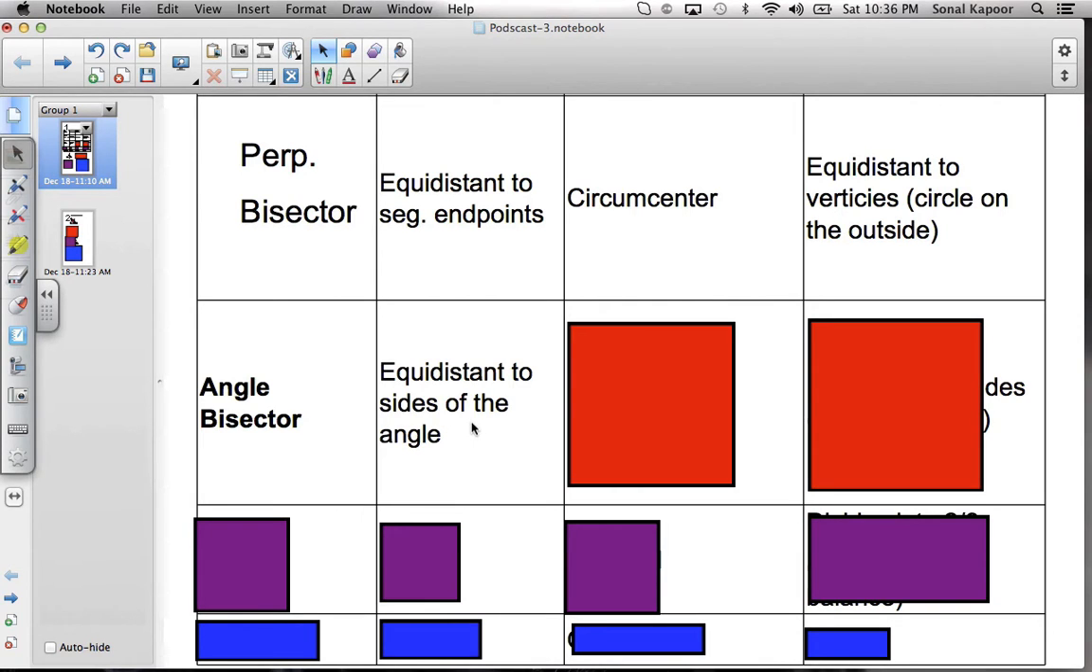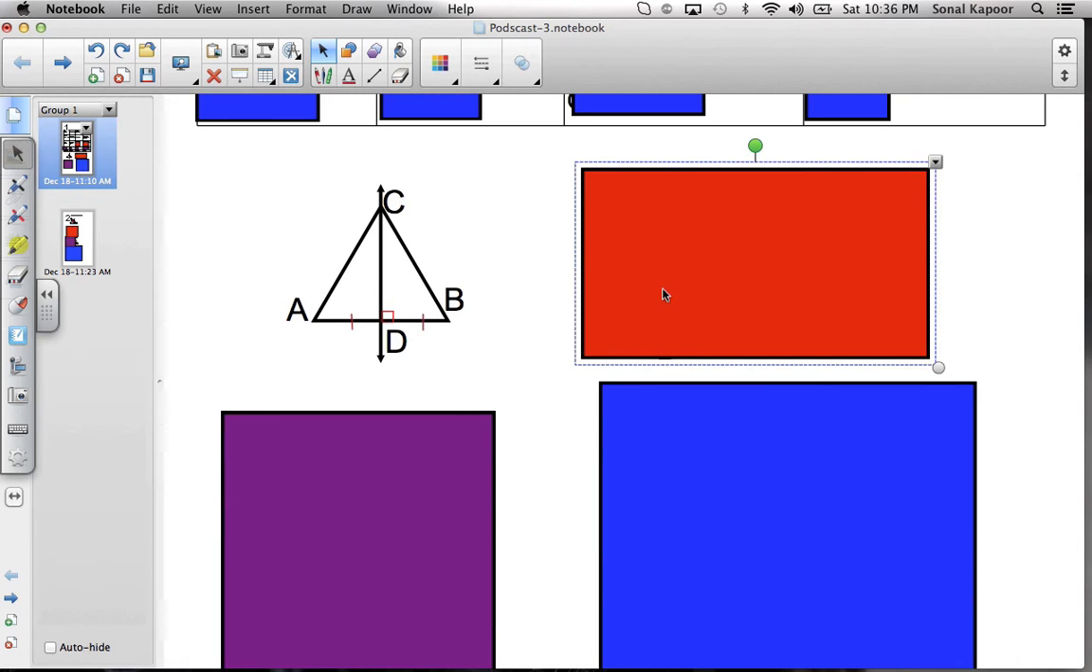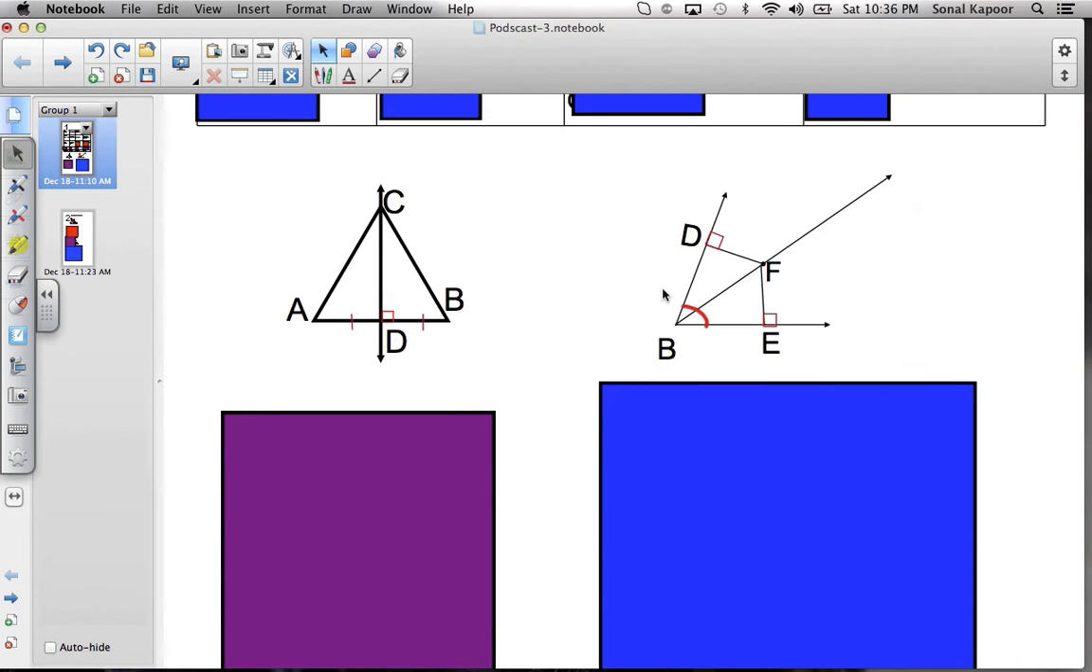So in this example, BF would be the bisector of DBE, and if BF bisects DBE, then FD is perpendicular to BD, and FE is perpendicular to BE, then DF would equal FE.